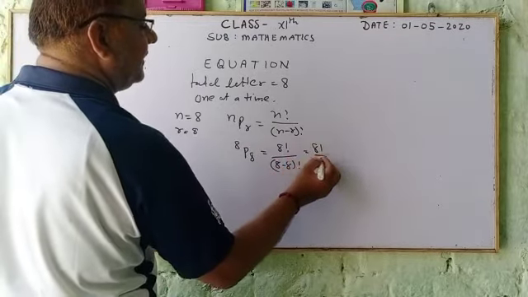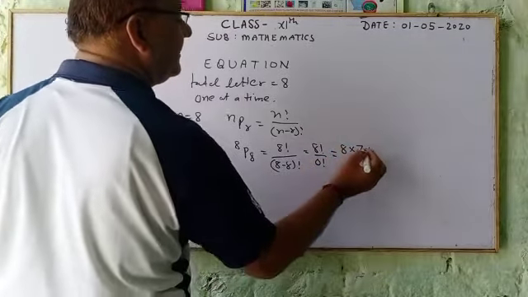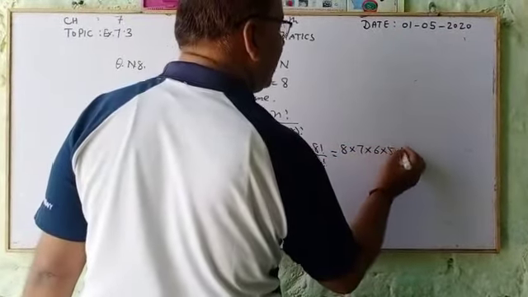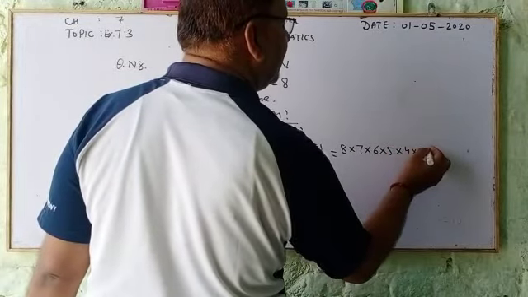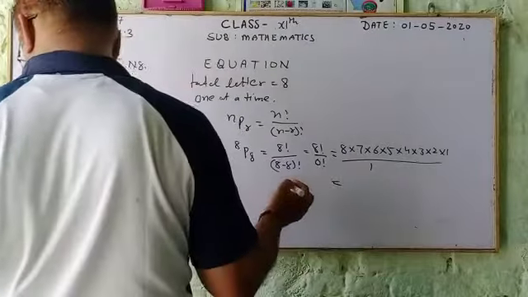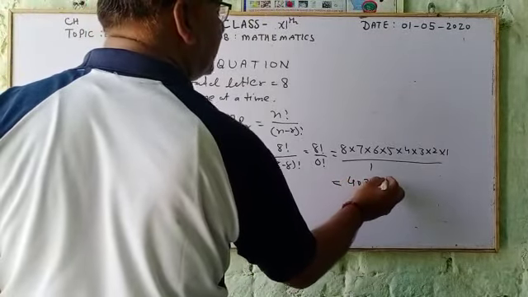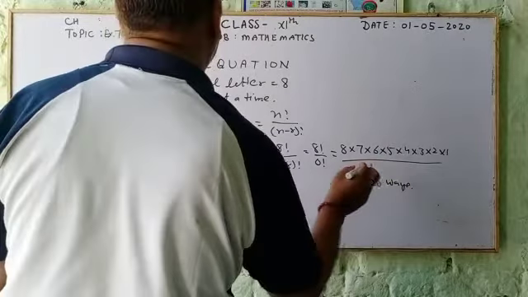So 8 factorial upon 0 factorial. 8 factorial is 8 into 7 into 6 into 5 into 4 into 3 into 2 into 1, and 0 factorial means 1. After multiplication we get 40320 ways. We get the answer.